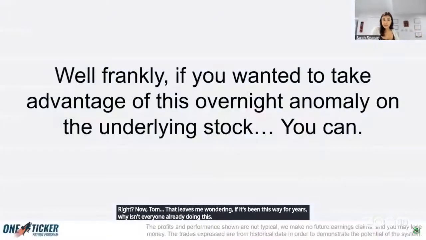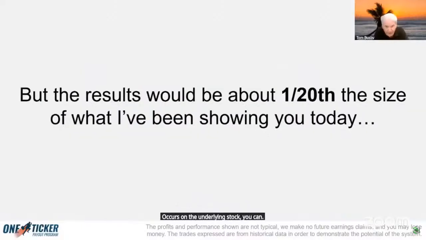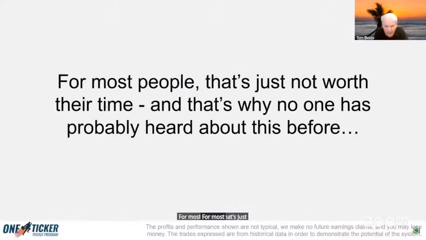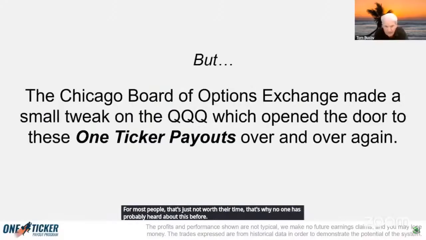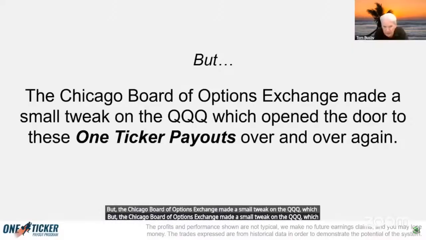Tom, that leaves me wondering, if it's been this way for years, why isn't everyone already doing this? Well, frankly, if you want to take advantage of this overnight occurrence on the underlying stock, you can. But the results would be about 1/20th the size of what I've been showing you today. For most people, that's just not worth their time. And that's why no one has probably heard about this before. But the Chicago Board of Options Exchange made a small tweak on the QQQ, which opened the doors to these one ticker payouts over and over again.